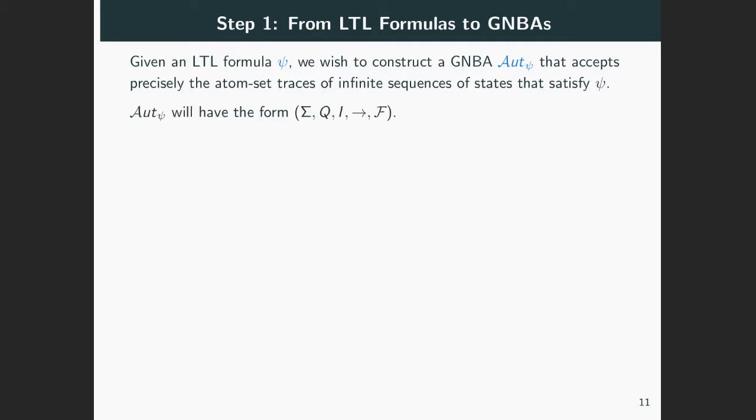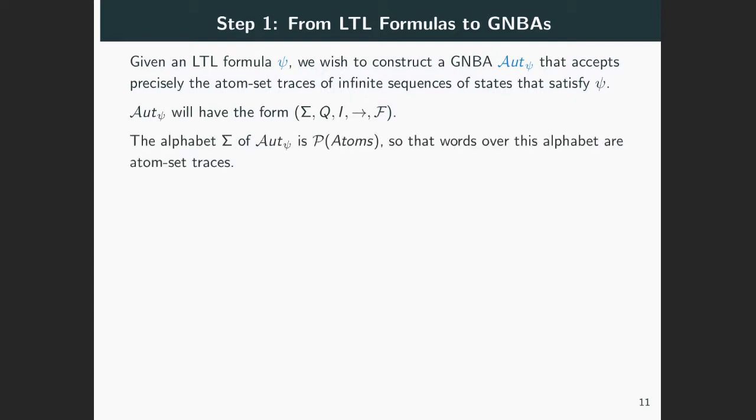Like any GNBA, A_psi is a 5-tuple having an alphabet sigma, a set of states Q, a set of initial states I, a transition relation arrow, and a set of accepting sets calligraphic F. The alphabet sigma will be taken to be the power set of atoms, which means that words over this alphabet are essentially atom set traces.